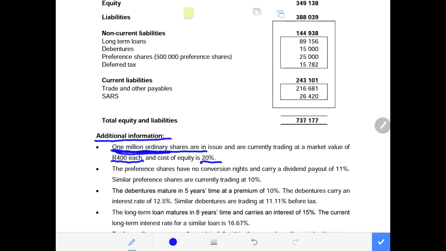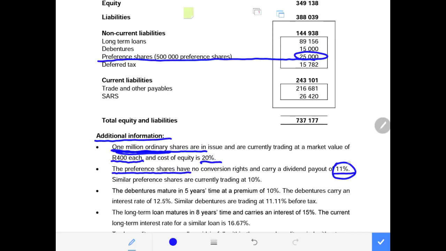Then we proceed to the next one, which is preference shares, which have no conversion rights and carry a dividend payout of 11%, while similar preference shares are currently trading at 10%. Now, the minute they give us 11%, remember, we are given in the extract of the statement of financial position that we have our preference share capital of 25,000. I will just use the figures as they are recorded, not to include the millions.